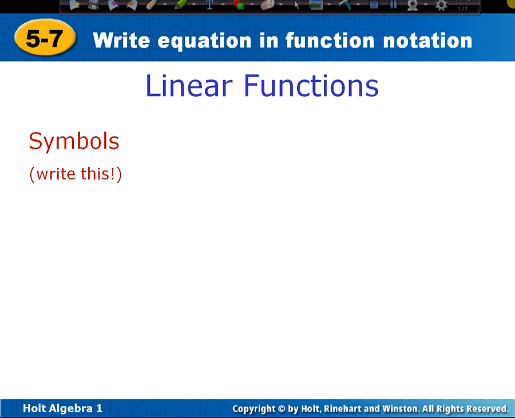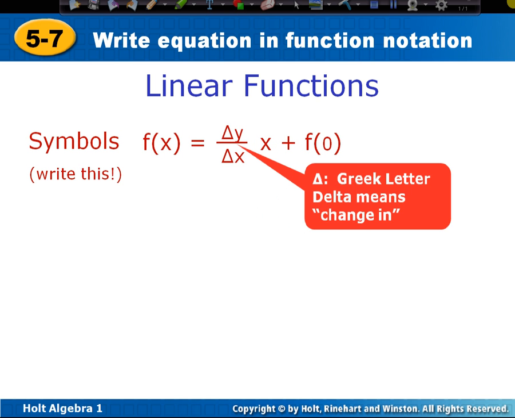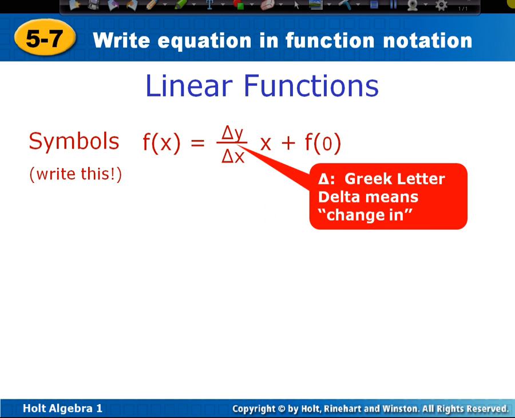Alright, you're going to write this with linear functions. We have f of x equals the change in y over the change in x times x plus f of 0. So you're going to write this part right here down. We're going to use that for every single problem that we're going to do. So f of x equals, and this little thing right here is just delta. It's a Greek letter delta. It means change in. So the change in y over the change in x, which is the same thing as slope, times x plus f of 0. The f of 0 here is just our y-intercept, because we know it's a y-intercept when x is 0.